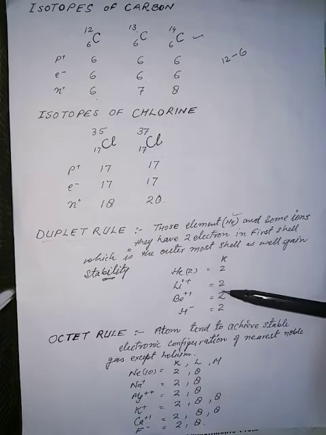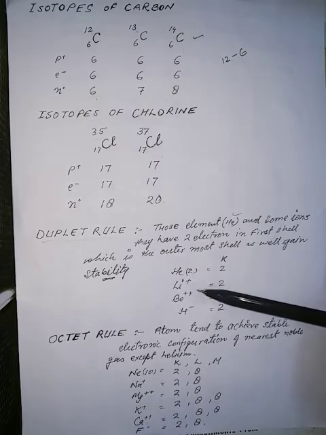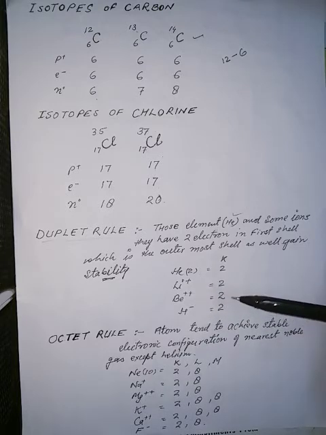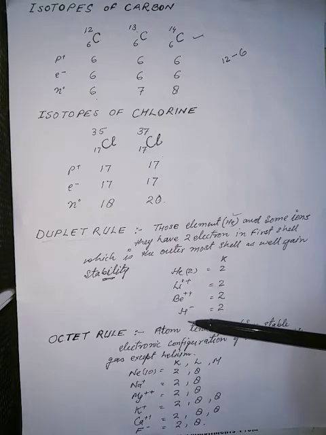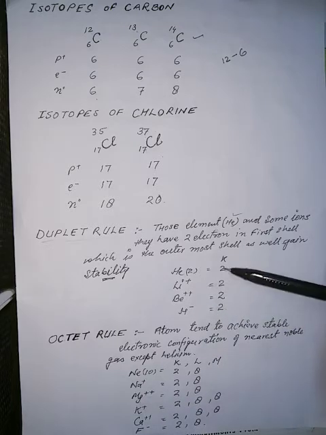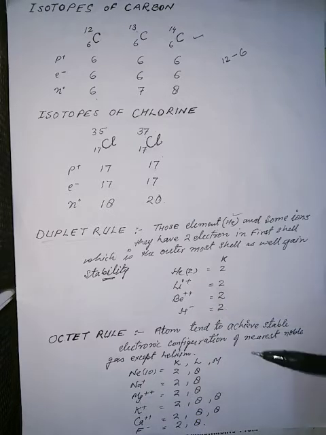Lithium ion: lithium atomic number is what? 3. After loss of 1 electron, it becomes 2. Beryllium, atomic number 4. After loss of 2 electrons, it becomes 2. Hydrogen, atomic number 1. After gain of 1 electron, it becomes 2. So in all 4 cases, the duplets are complete.